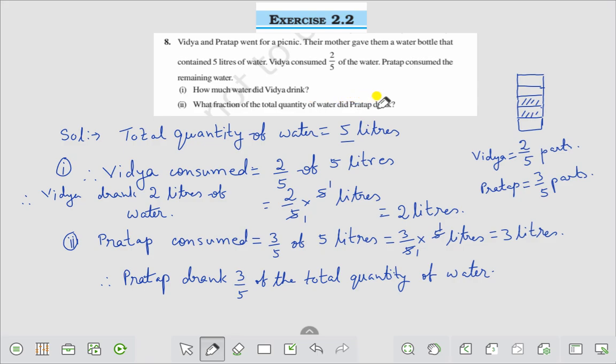What fraction of the total quantity of water did Pratap drink? Pratap consumed 3 by 5 part. That is 3 by 5 of 5 liters. That is 3 by 5 into 5, that is 3 liters. Here you see that Pratap consumed 3 liters and the total quantity of water is 5 liters. Therefore, Pratap drank 3 by 5 of the total quantity of water.